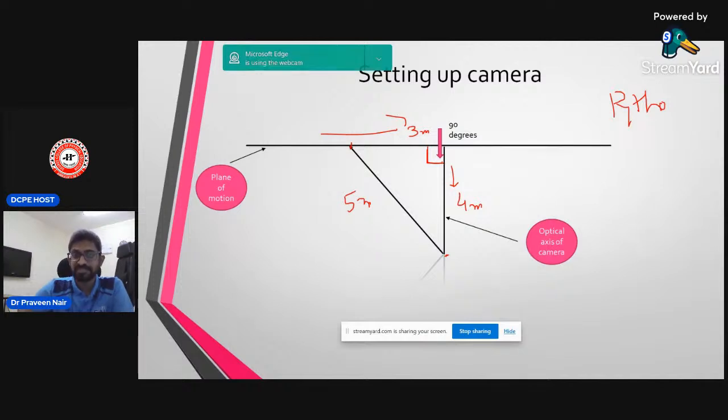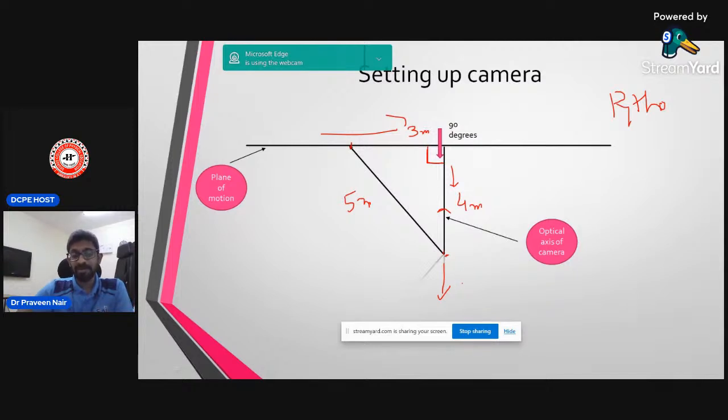My optical axis of the camera is perpendicular to the plane of motion. This is a typical setup, and based on this, you can move the camera nearer to the athlete or further away from the athlete. It depends on how much area you want to cover. So this is the minimum requirement, and using a simple tape you can do that.